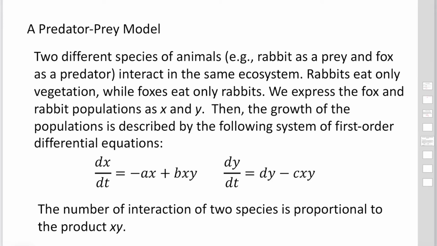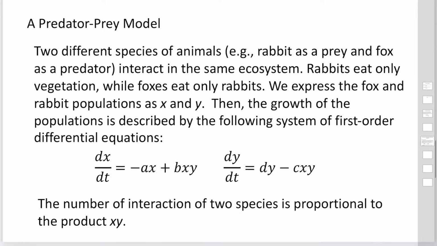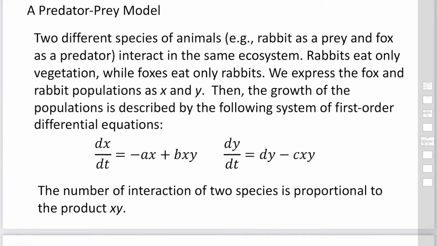Rabbits eat only vegetation, while foxes eat only rabbits. We express the fox and rabbit populations as x and y. So fox is x, rabbit is y. Then growth of the population is described by the following system of first order differential equations. So we have two dependent variables, x and y. The independent variable is t, time.